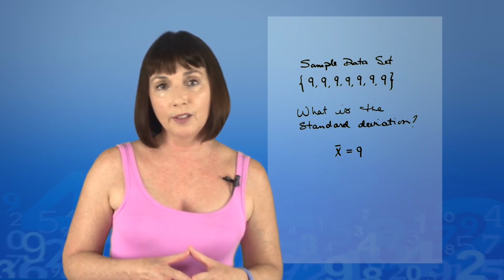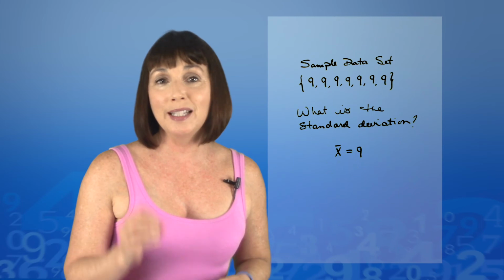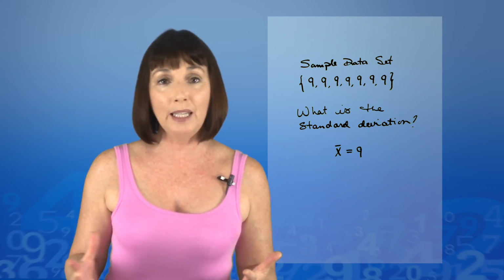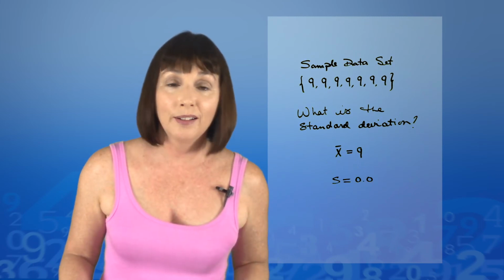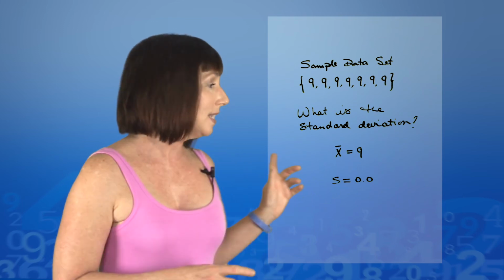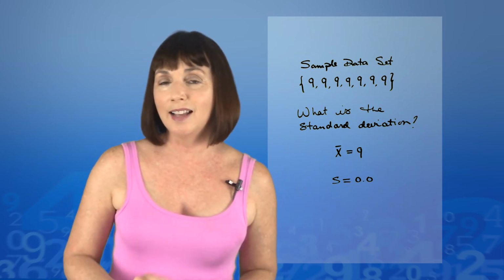So what is the standard deviation? How much do these data values vary from the mean? They don't vary at all. They're all equal to the mean. So the standard deviation of this data set is 0.